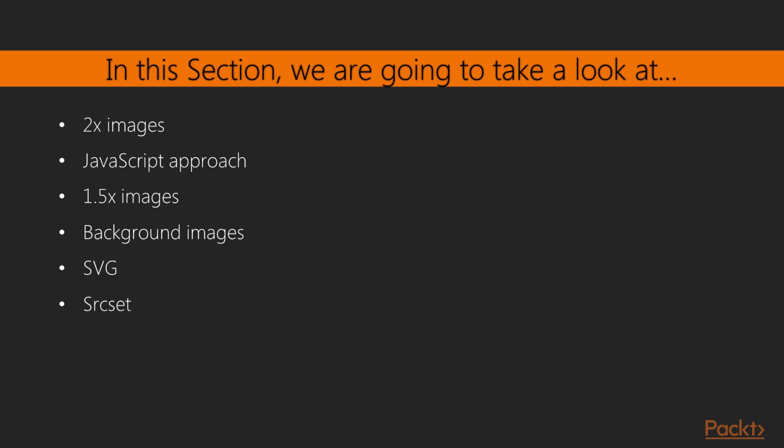In this section, we'll go over a number of techniques for images to account for Retina. This includes making images twice the size, using JavaScript to serve 2x images to Retina devices and 1x images to normal devices, as well as a hybrid approach called 1.5x images. We'll also look into the background image technique, using SVG, and using the source set attribute on the image element to further account for Retina.